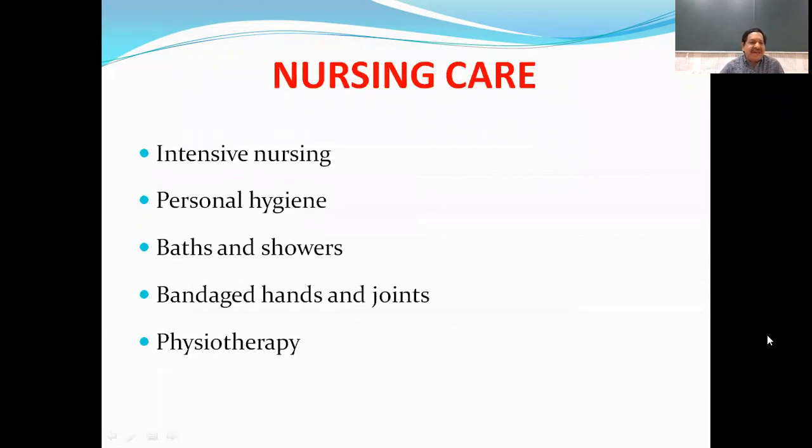Nursing care: intensive nursing is required, with personal hygiene. Now the patient is definitely in danger from the medical and paramedical personnel, for the reasons which we have already discussed. Regular baths and showers, bandaging hands and joints, physiotherapy to prevent contractures. All intensive nursing care is required.